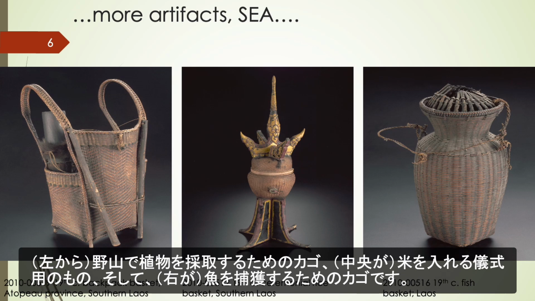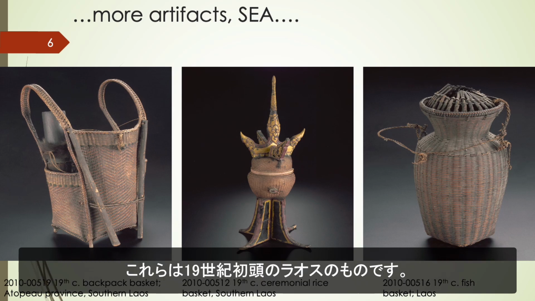Going from the left, you see baskets which are used to collect plants in the field. Next to it is a basket which was holding ceremonial rice. It is decorated with gold and sculptures and painted. And the very one on the right is a basket which was used for capturing fish. Those three examples are from Laos, and they are dating for early 19th century.